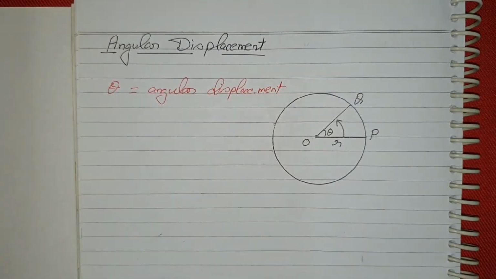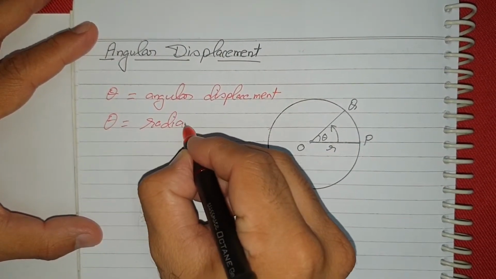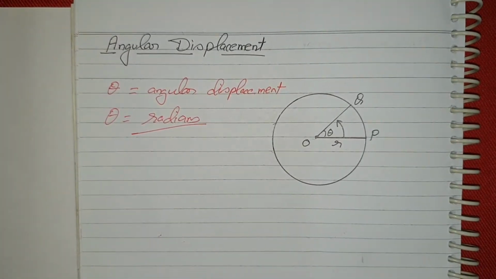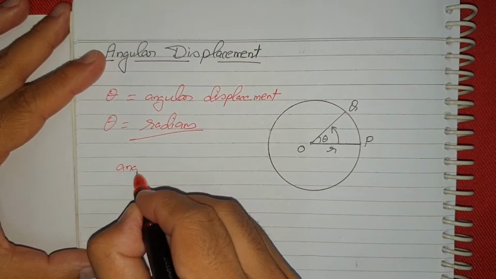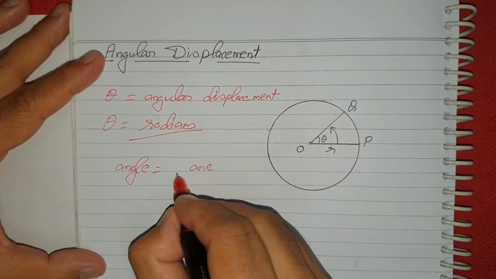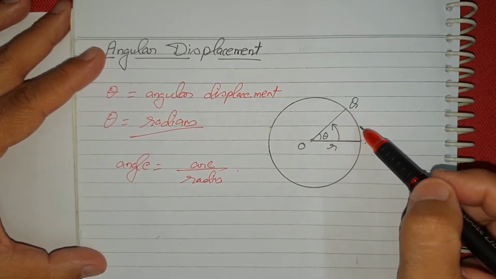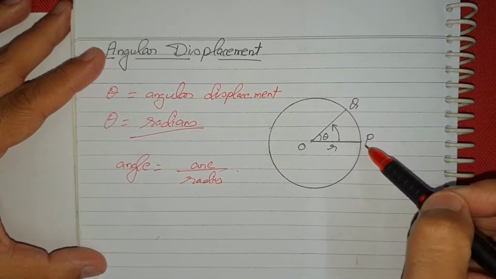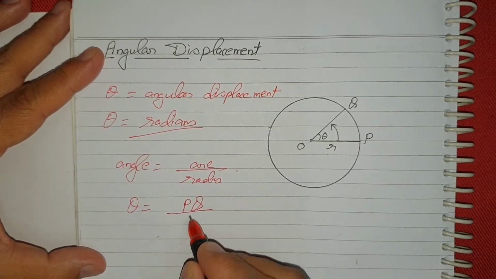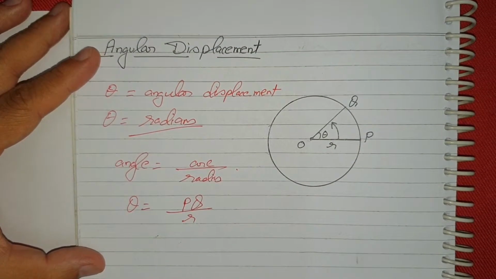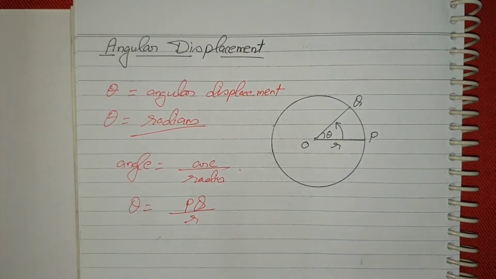Also, the value of this angle theta should be expressed in radians. So angular displacement theta is to be given in radians. And by the formula, we know that angle equals arc by radius. If you consider PQ as the arc described, then angle theta equals arc PQ by radius. The radius is OP, which we can take as R. So theta is PQ by R, by the formula angle equals arc by radius.